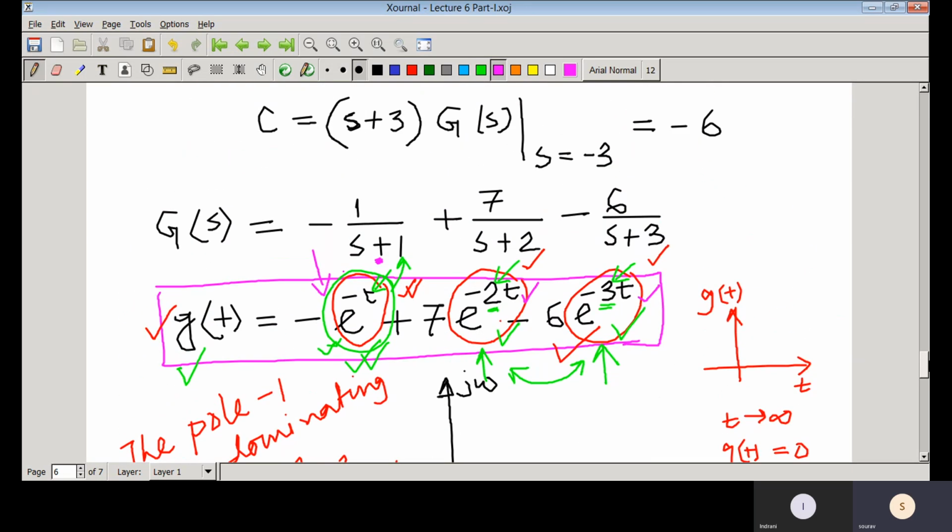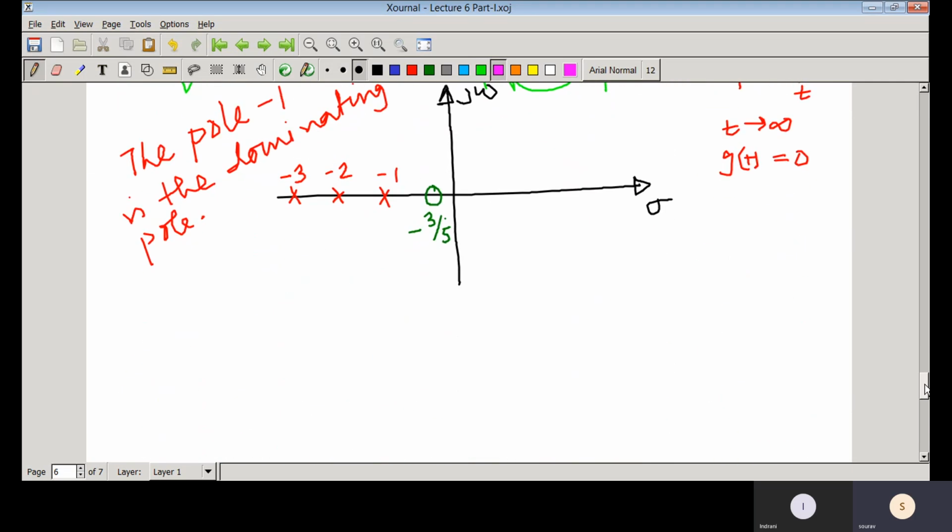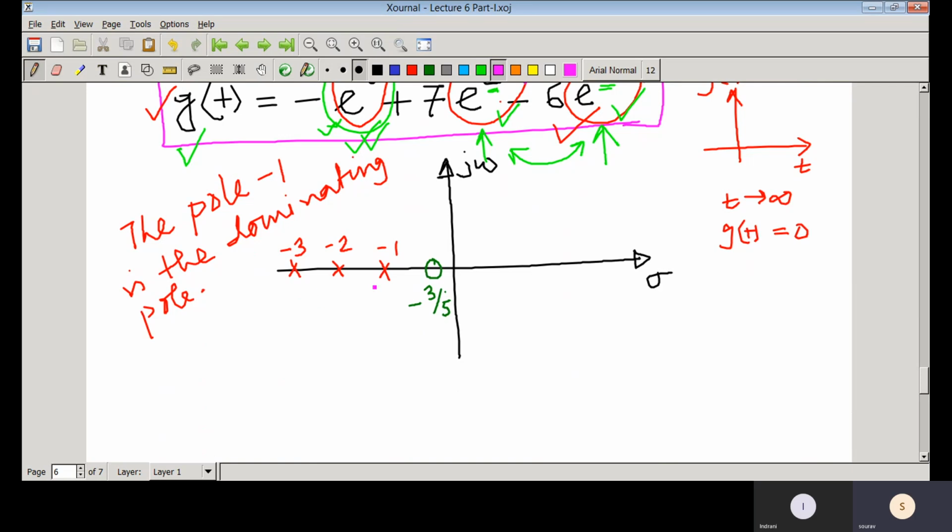That's why in this particular function, there are three poles, -1, -2 and -3, and the pole -1 is the dominating pole. Or you can say it is the pole which is closer to the origin. So the pole which is closer to the origin is called the dominating pole.